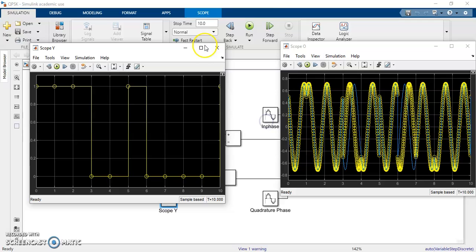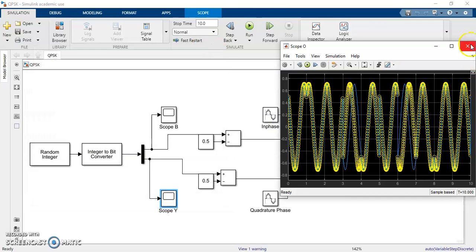So yes, that's it from my side. I have performed this in the 4th week of the training, and in the next week we have to do the crest factor reduction technique. Thank you.